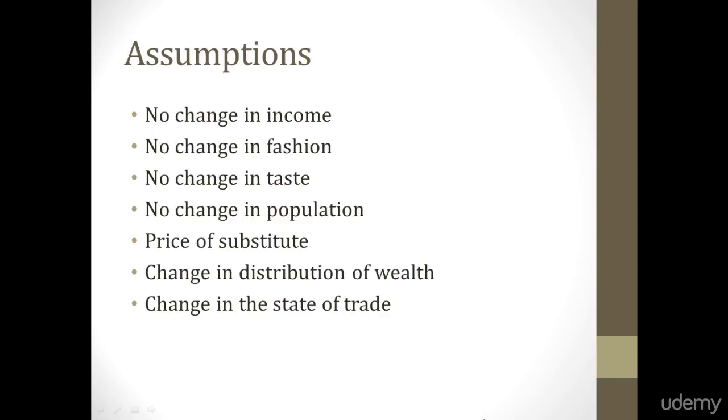Change in distribution of wealth. If an equal distribution of wealth is brought about in a country, then demand for expensive goods will fall and demand for basic necessities will increase. Change in the state of trade. The total quantity of goods demanded is also affected by the cyclical fluctuation in the economic activities. If trade prospers, the demand for raw material and machinery increases and vice versa. So in this case, law will not be operative.